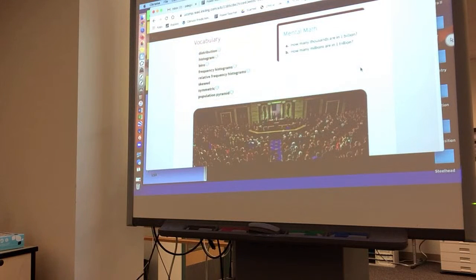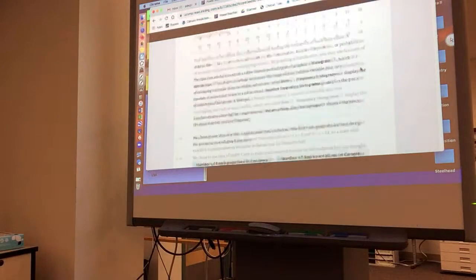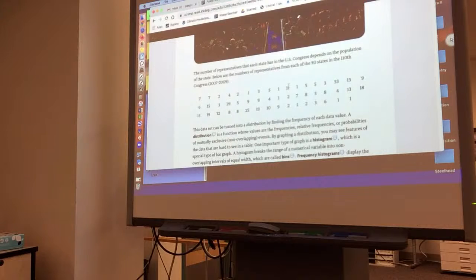Distribution, how things are spread out. A distribution is going to be a set of data that you're looking at. We know what histograms are. Histograms are going to have ranges. So when we look at histograms, for example, this histogram here, what they did is they take the number of representatives that each state has in the United States Congress.